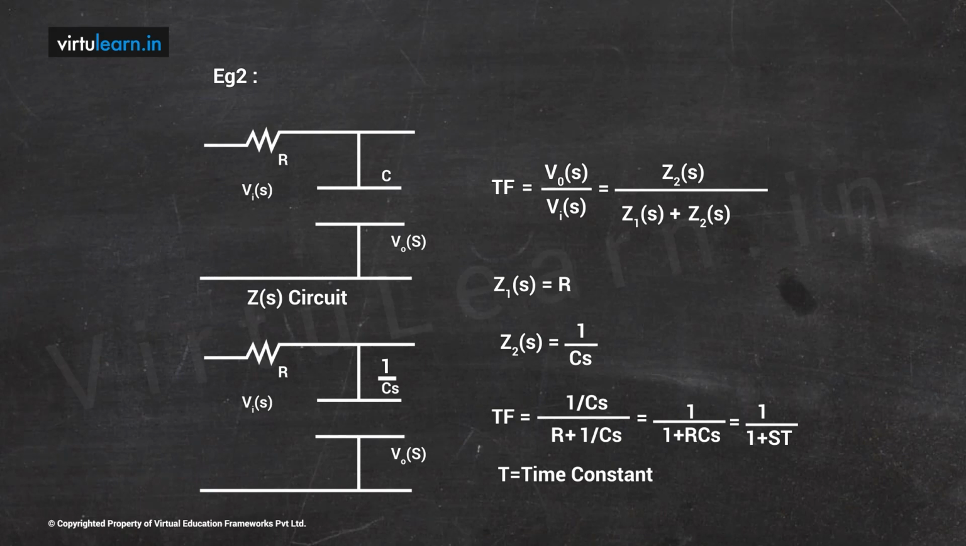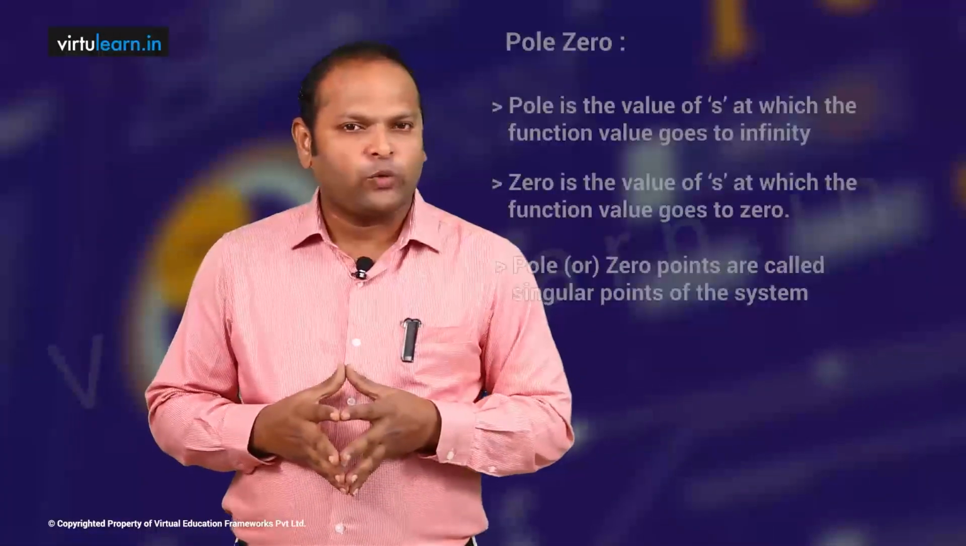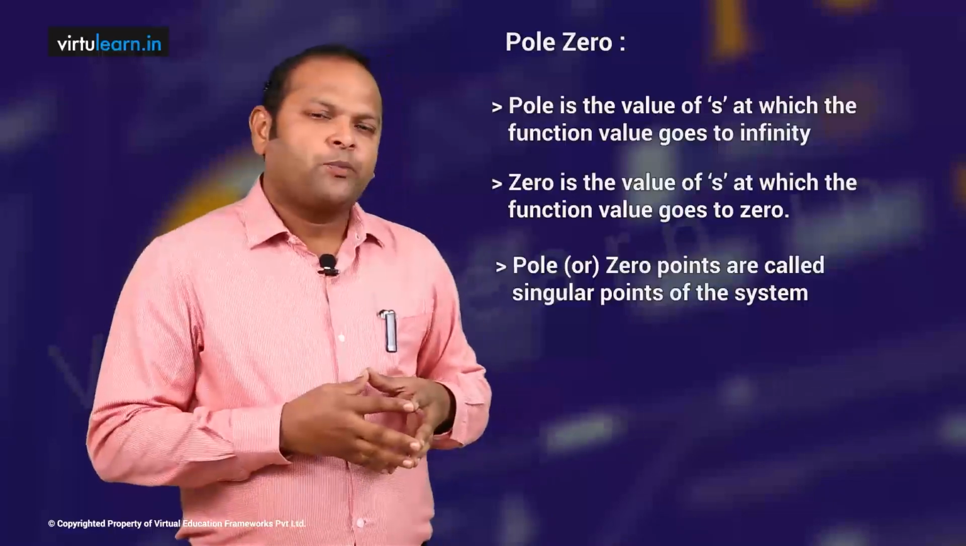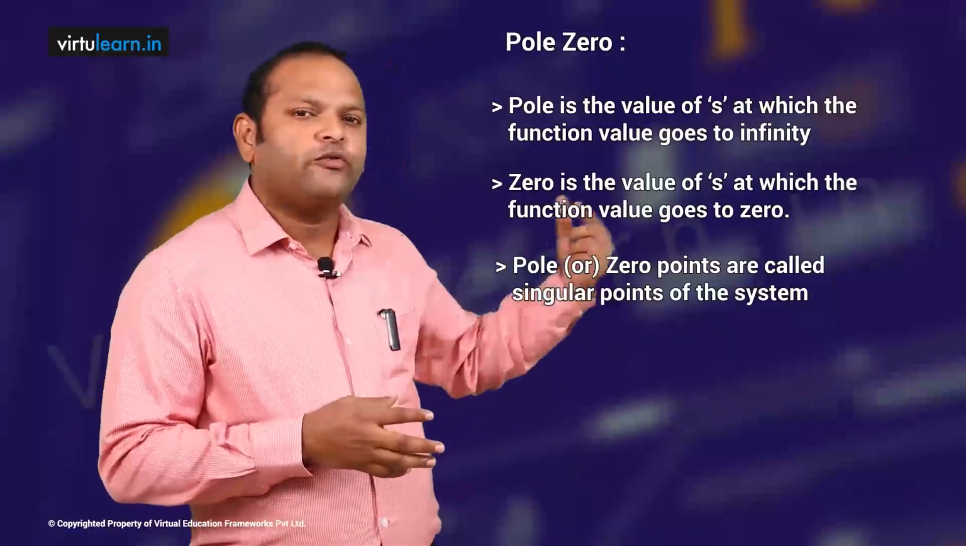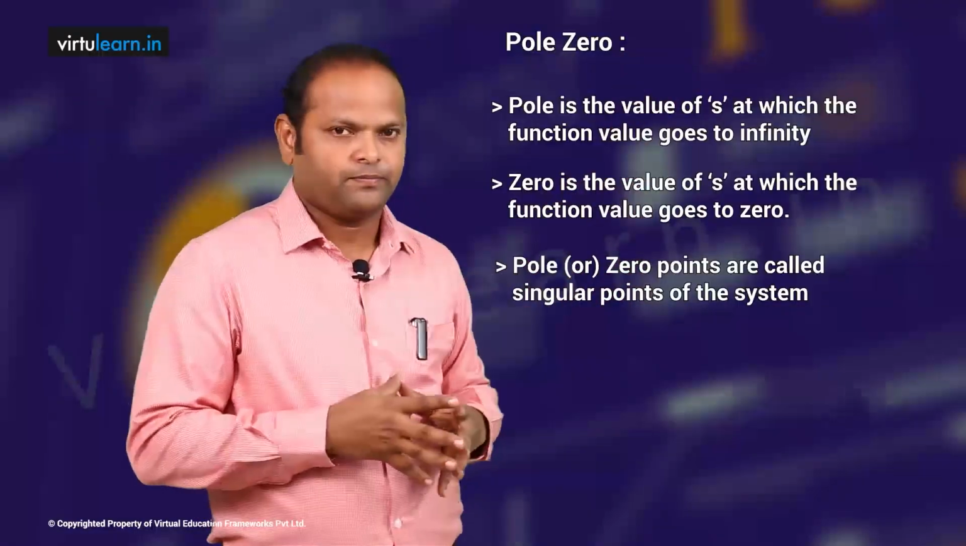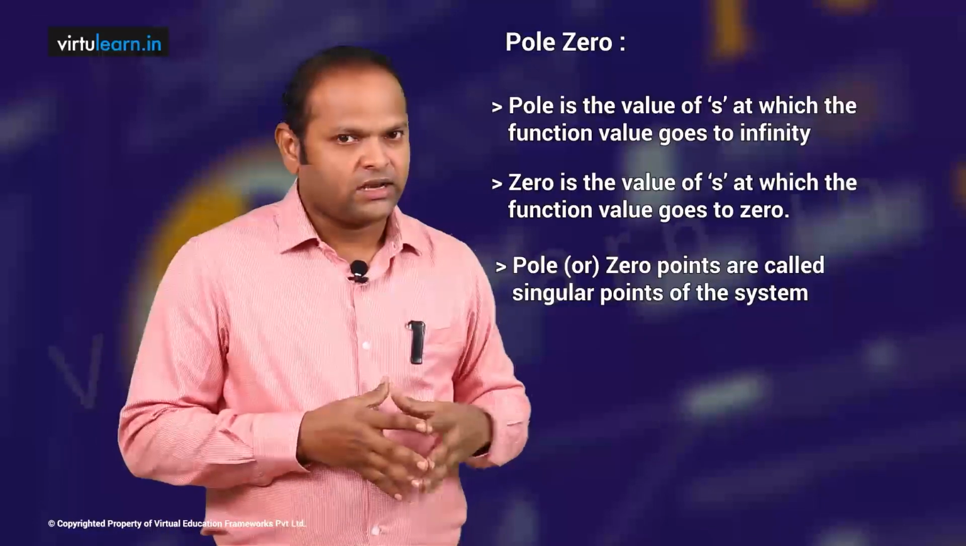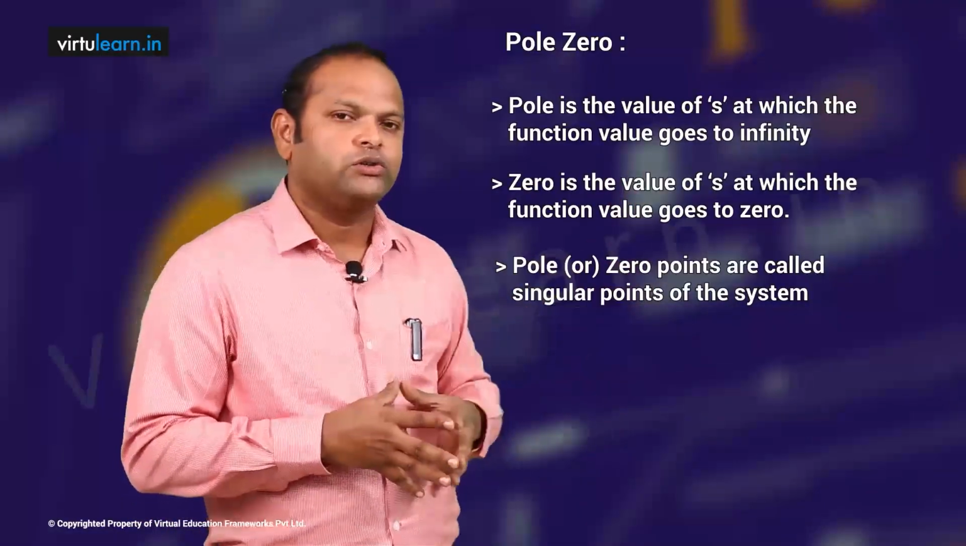Let us say there is one pole at the origin, then what will be the time constant? It is infinity. So a pole at the origin we can call an infinite pole, because its time constant is going to be infinite. Mathematically we can define the pole as a value of S at which the function value goes to infinity. Similarly, a zero is a value of S at which the function value goes to 0.